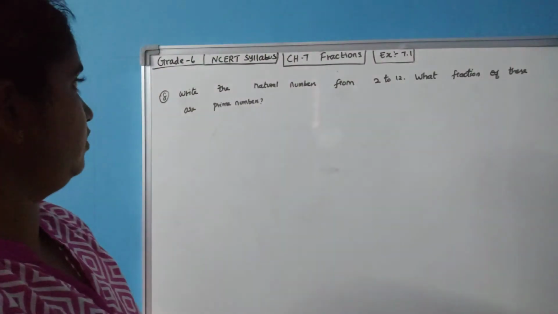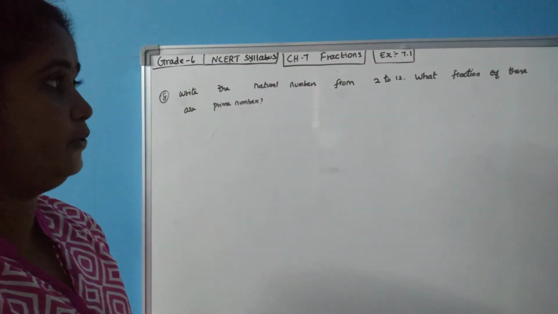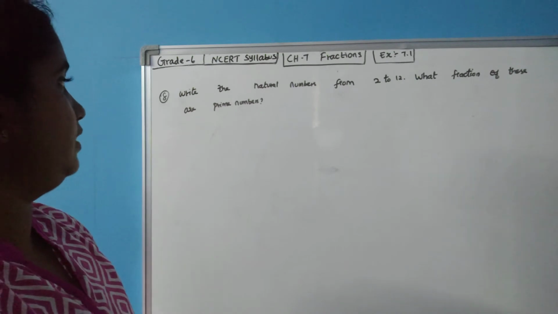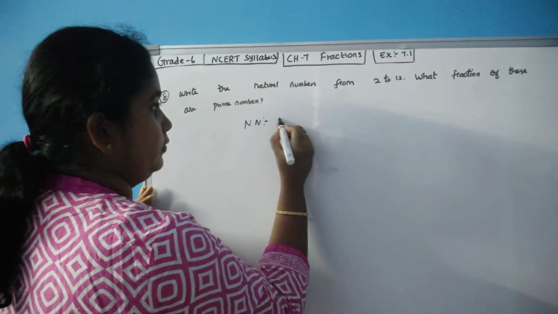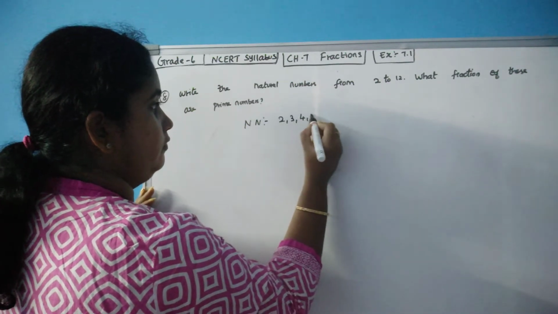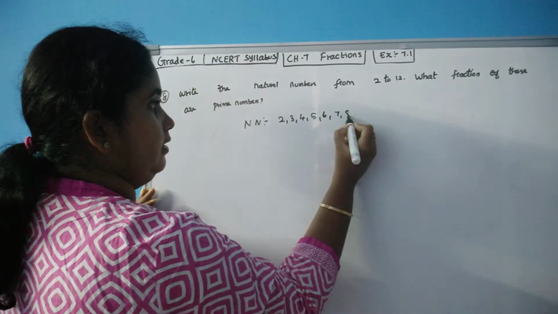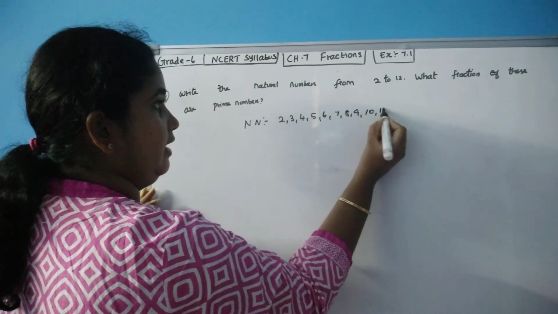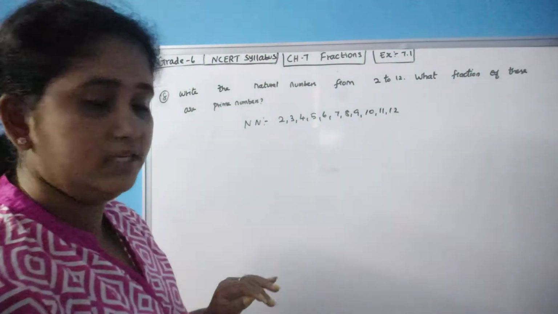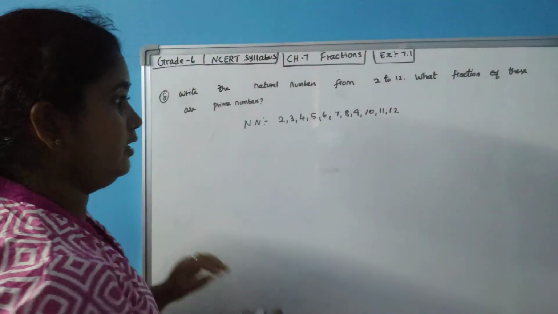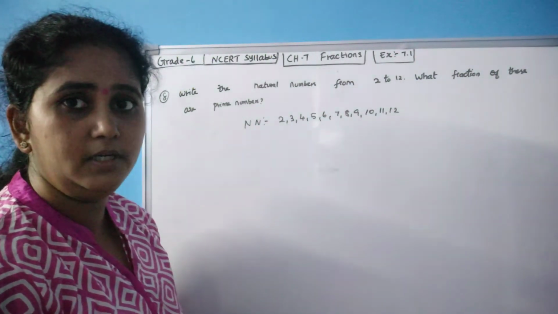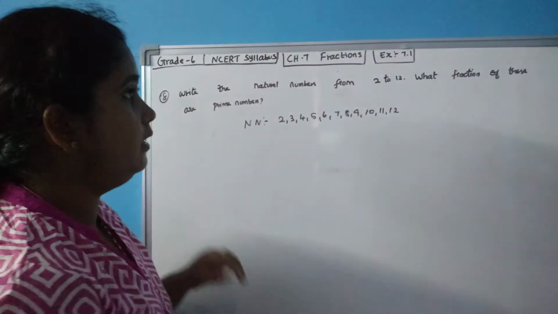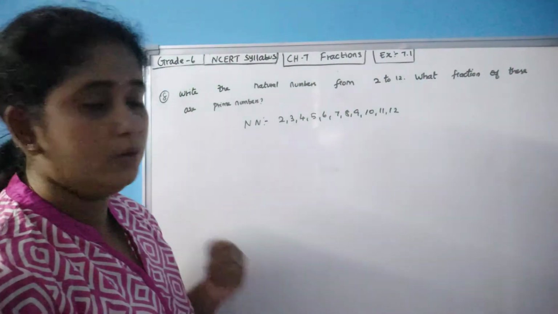So here is your next question. Write the natural numbers from 2 to 12. What fraction of these are prime numbers? So I am going to write the natural numbers from 2 to 12. 2, 3, 4, 5, 6, 7, 8, 9, 10, 11, 12. So these are your natural numbers. Natural numbers start with 1 and go on up to infinity. So 1 to infinity is all your natural numbers. If you include 0, then it is a whole number.